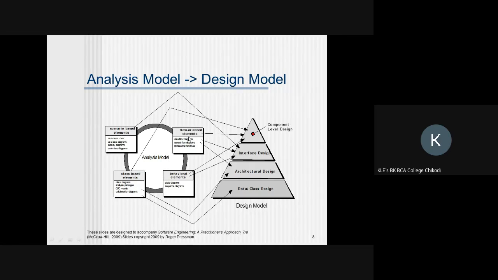Flow oriented elements: data flow diagrams, control flow diagrams, process narratives. These flow oriented elements show us, what does it mean? Whether the system has been built properly or not, whether the model has been built or not. The analyst will test that properly. It means what?